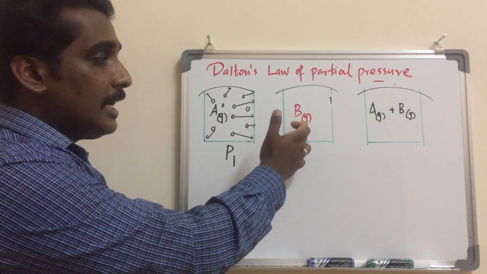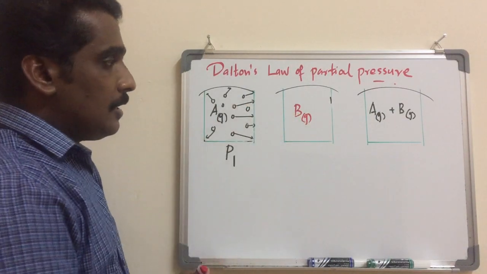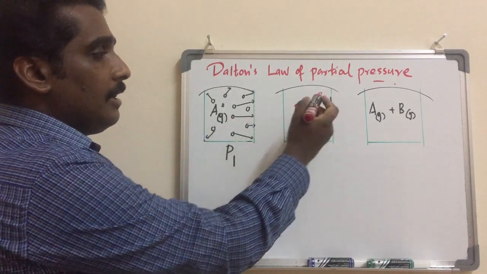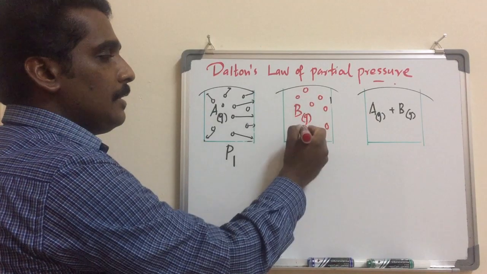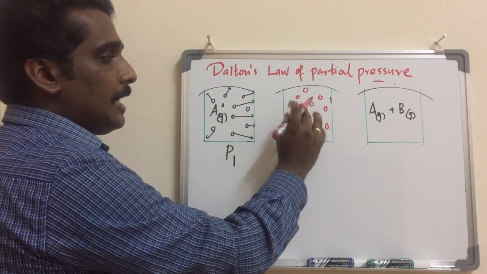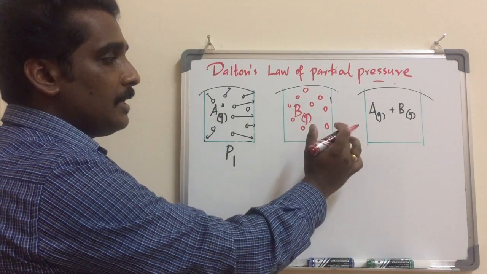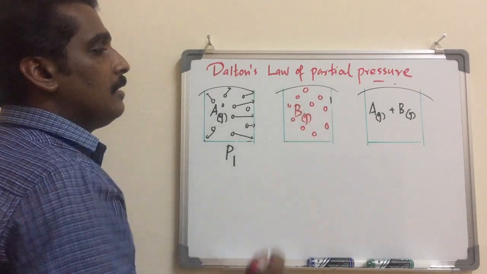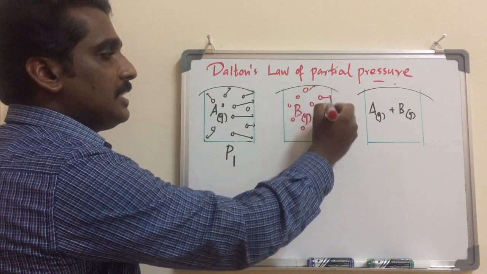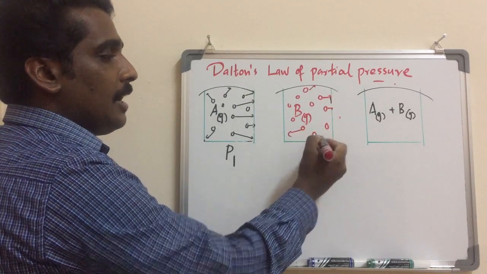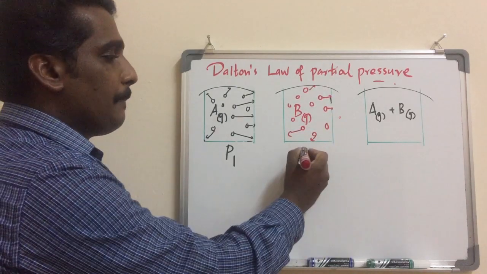The second vessel contains gas B. Like A, here there are many gas molecules of B. These gas molecules move randomly and continuously, and collide with the wall of the container and produce a pressure P2.